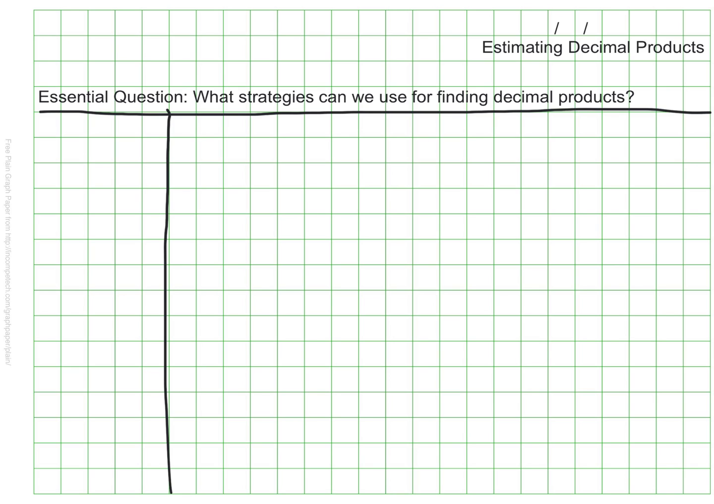As we have done with fractions and with adding and subtracting decimals, we always want to be thinking of an estimate when we work with decimal products. Good mathematicians always know a ballpark figure for their answer before and while performing a calculation.